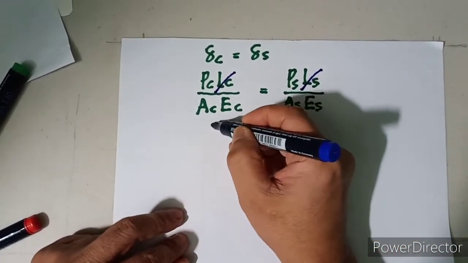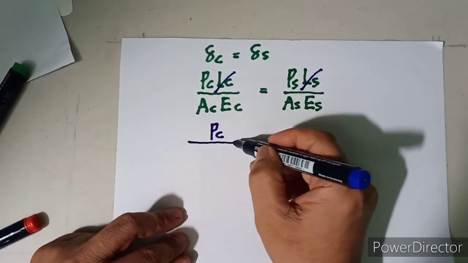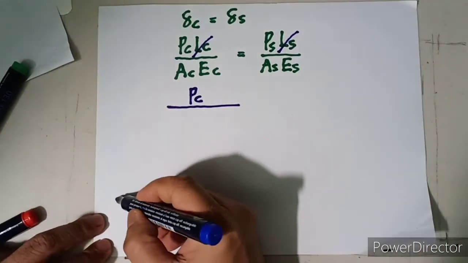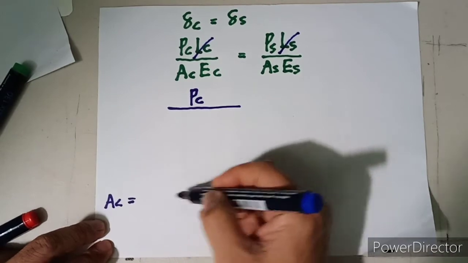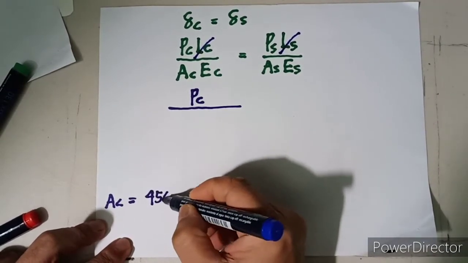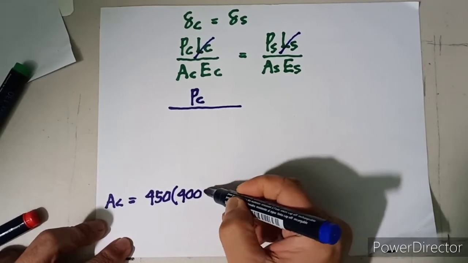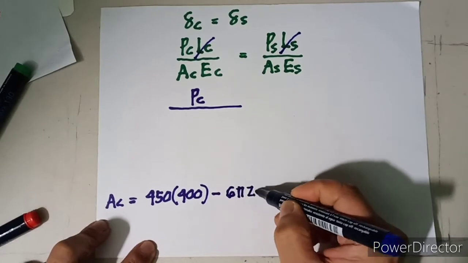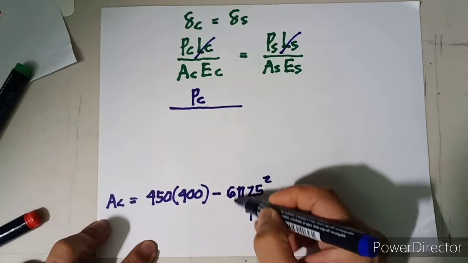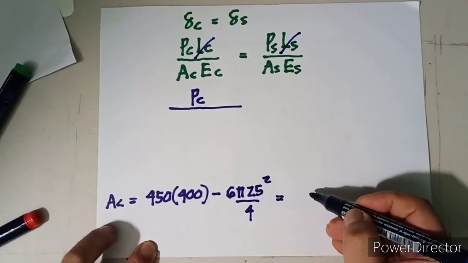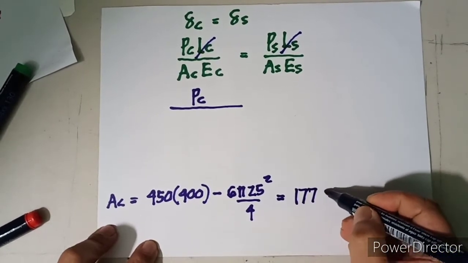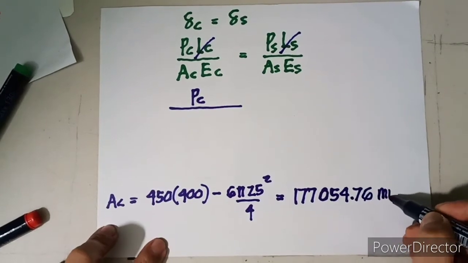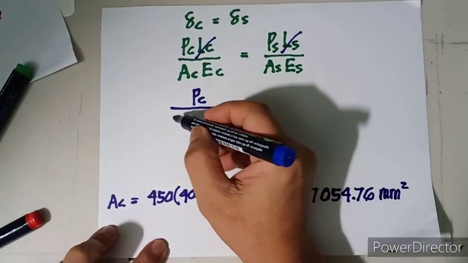You now have an equation: force of the concrete divided by the area of the concrete. What's the area of the concrete? It is equivalent to the whole rectangle, 450 by 400, but you have to subtract the steel bars because they are not concrete. You have 6 times pi times 25 squared divided by 4, the area of a circle, and you get an area of concrete equivalent to 177,054.76 millimeter squared.